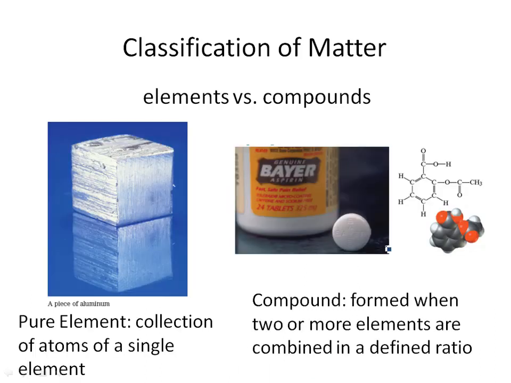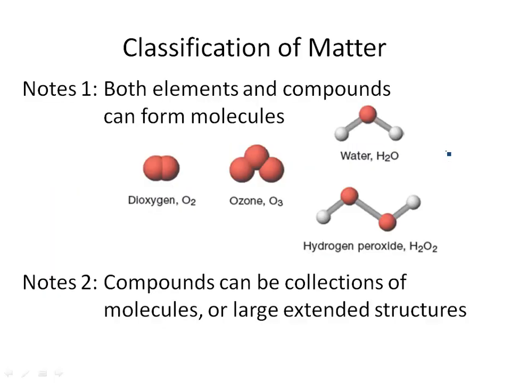On the bulk scale, we have a similar thing where we have pure elements, which is a bulk sample which contains all atoms of the same element. This is a block of aluminum. All of these are aluminum atoms. And you have chemical compounds, which is a bulk sample containing collections of molecules, or sometimes extended structures, that all have a discrete ratio of atoms of different elements. So compounds contain more than one element. Elements contain just one element.